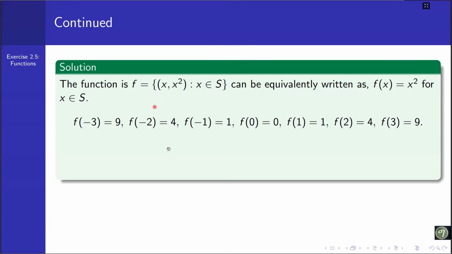Here, if you see the extremes, f of minus 3 and f of 3 do have the same image, 9, but minus 3 and positive 3 are different.